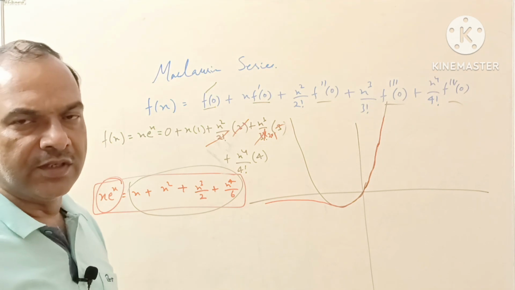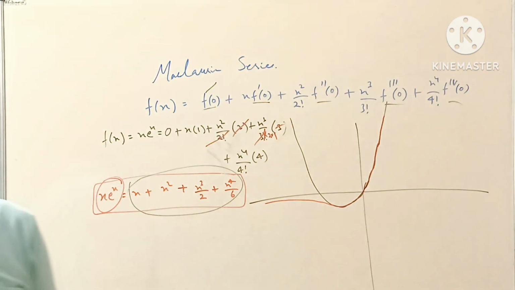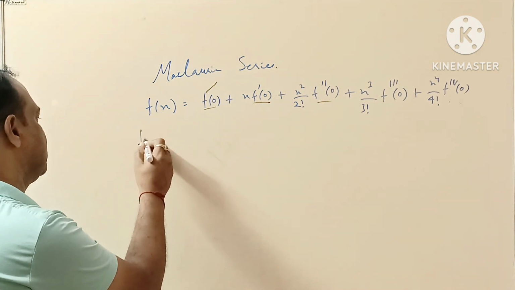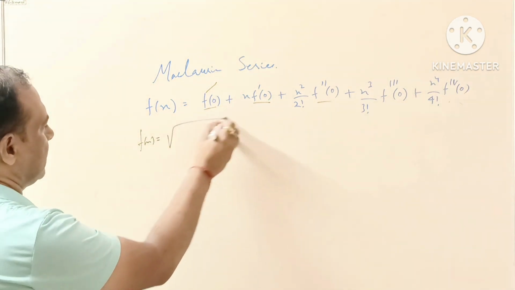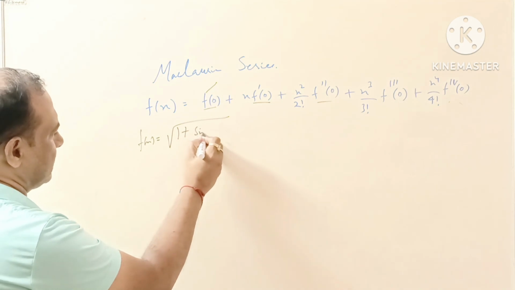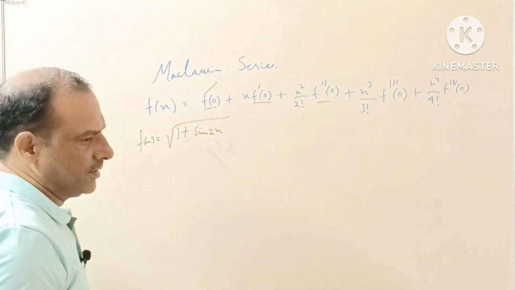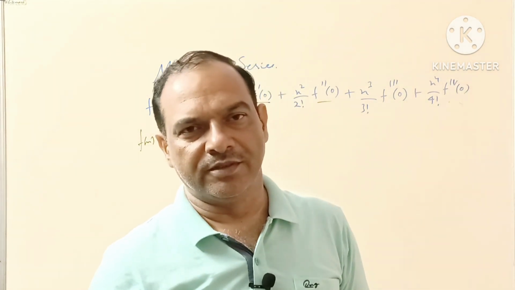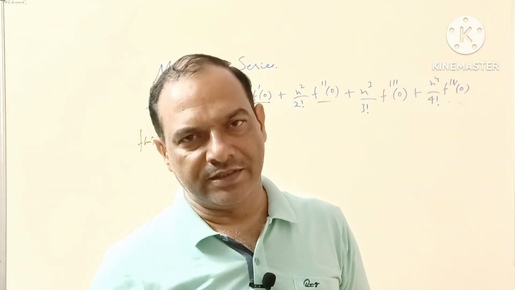Let's go with another example. Let's do one more question. You are having a function such that f(x) is equal to under root 1 plus sine 2x. This is the question where you have to convert it into a polynomial with the help of Maclaurin series.